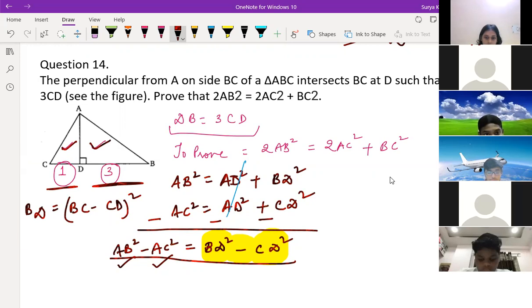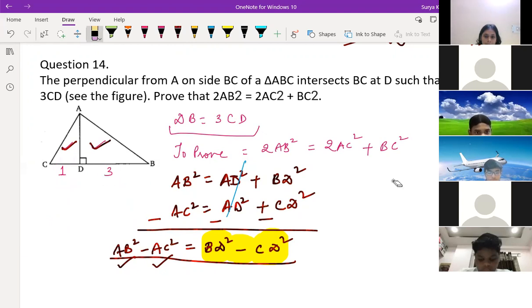See, BD is nothing but simply BC minus CD only, you can write now. Sorry, sir, it was BD, right? BC minus CD. See what we can write. Try to understand this ratio. We should use the ratio now. This ratio they have not given simply.